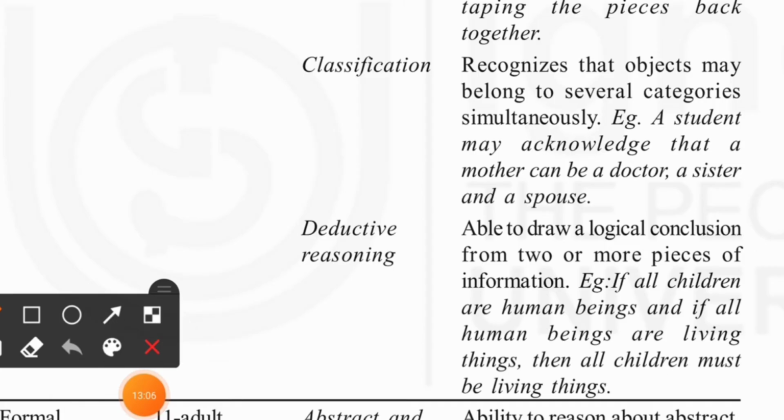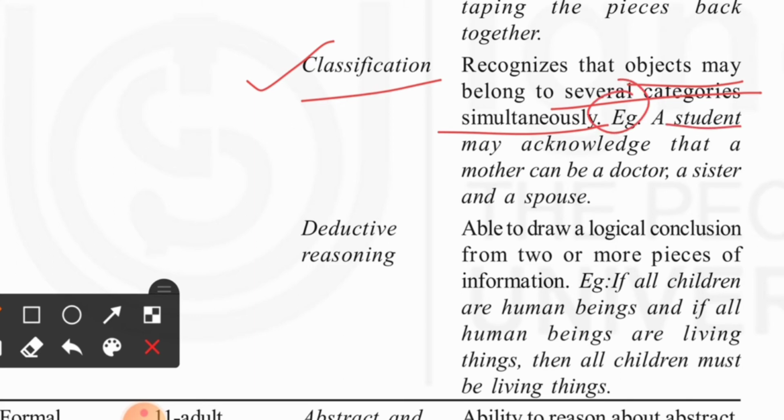Another characteristic of this stage is classification. It means to divide things and see from different angles. So the child is able to recognize that an object may belong to several categories simultaneously, at the same time. For example, a student may acknowledge that a mother can be a doctor also, a sister also, and a spouse also. The child is able to understand that one thing may have more than one role.